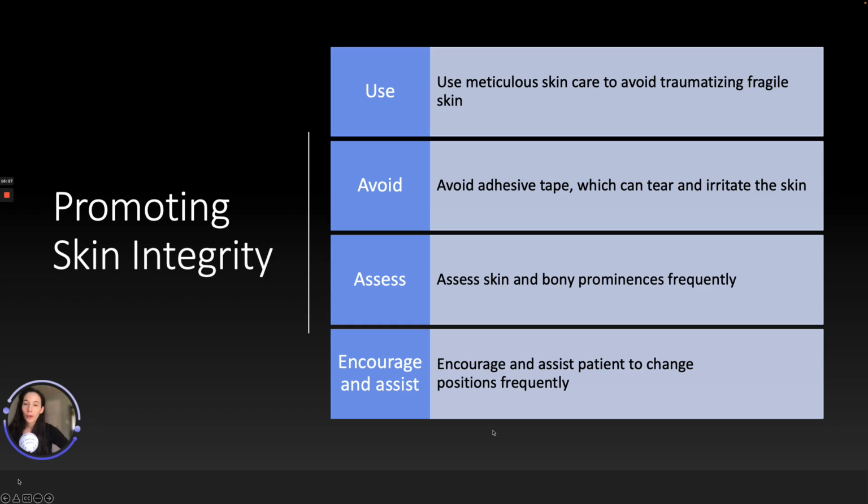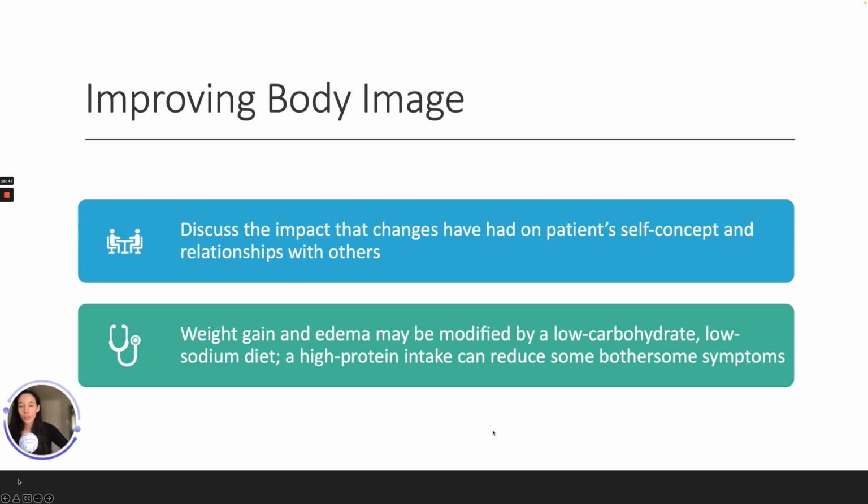We want to promote skin integrity, so we're going to use meticulous skincare to avoid traumatizing fragile skin. We're going to avoid adhesive tape, which can tear and irritate the skin. We're going to assess skin and bony prominences frequently, and we're going to encourage and assist patients to change positions frequently. We want to work on improving body image so we can discuss the impact that change has had on the patient's self-concept and relationship with others.